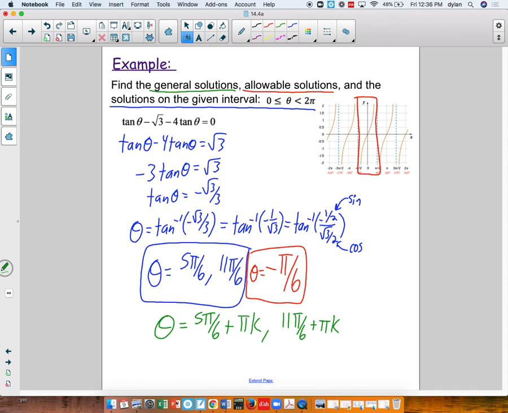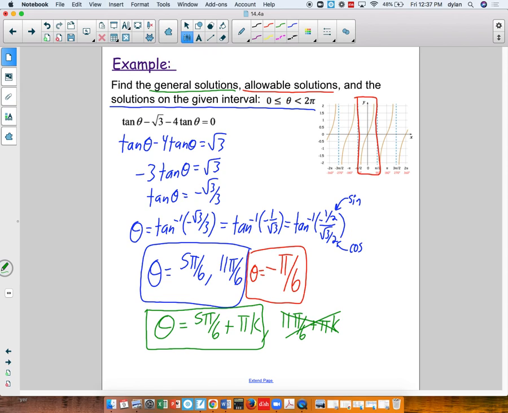But we can simplify this even further, because if you think about it, 5 pi over 6 plus pi k, if k is 1, then you would do 5 pi over 6 plus pi, which is just 11 pi over 6. So this is completely redundant, because it's actually already included within the 5 pi over 6 plus pi k part of this. So our general solution would actually just be this one, 5 pi over 6 plus pi k, because we don't even need to list the other one at all.